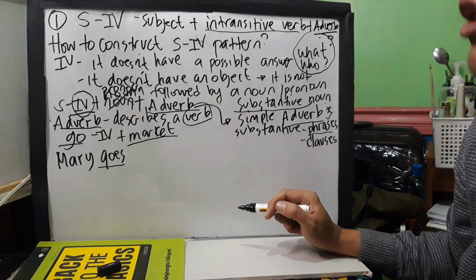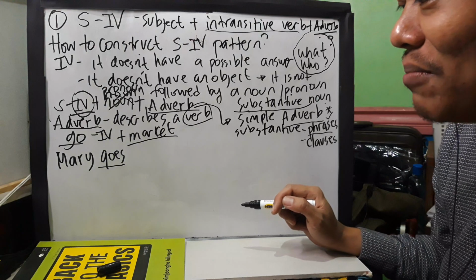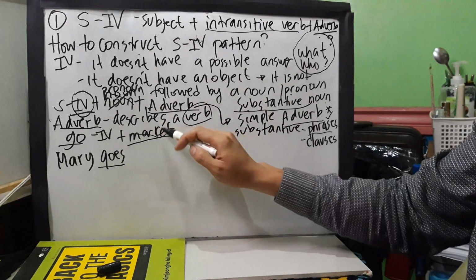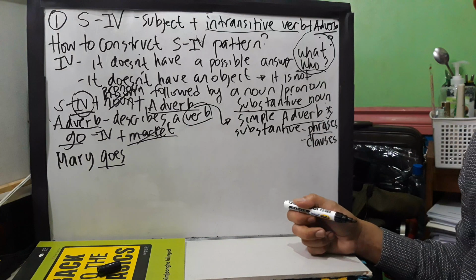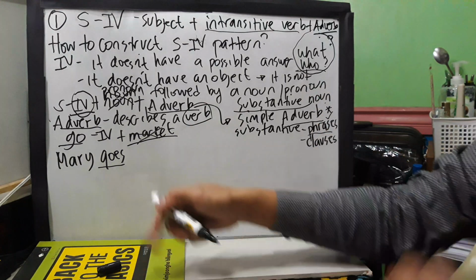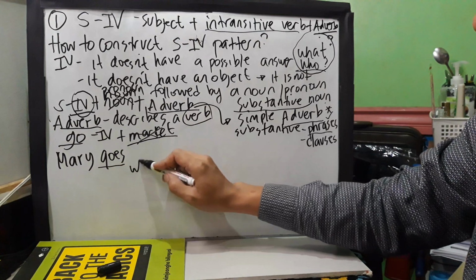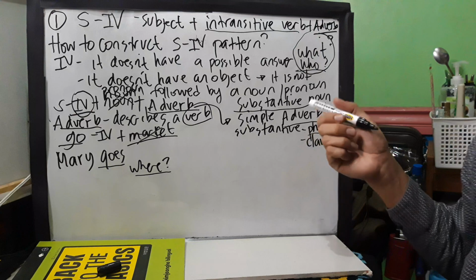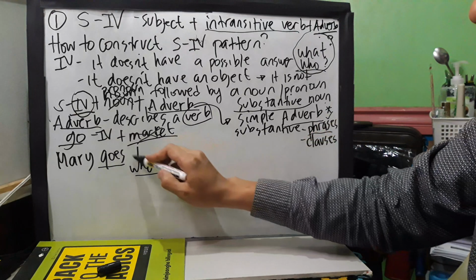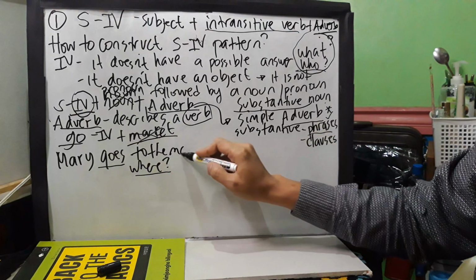Mary goes John. Who does Mary go? Then again, that is incorrect. So guys, always go back to the basic form. Now, Mary goes. It should be where. So where is in a form of what? Adverb. Let's say Mary goes to the market.